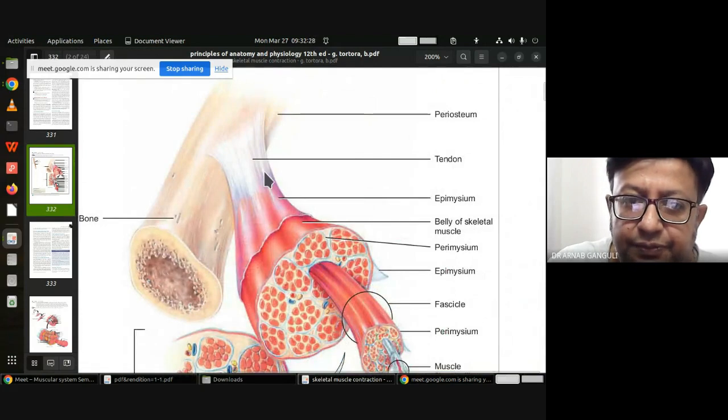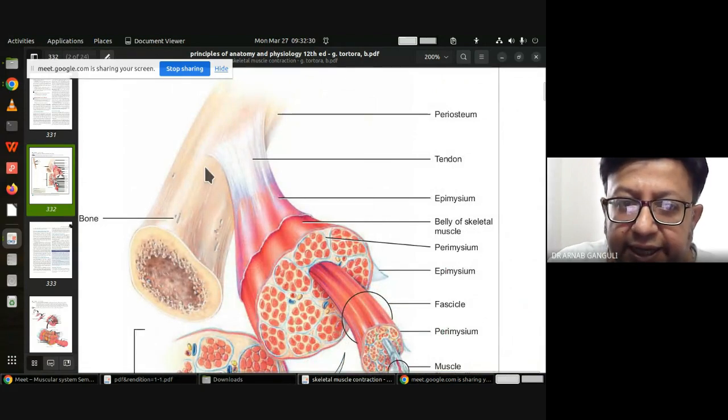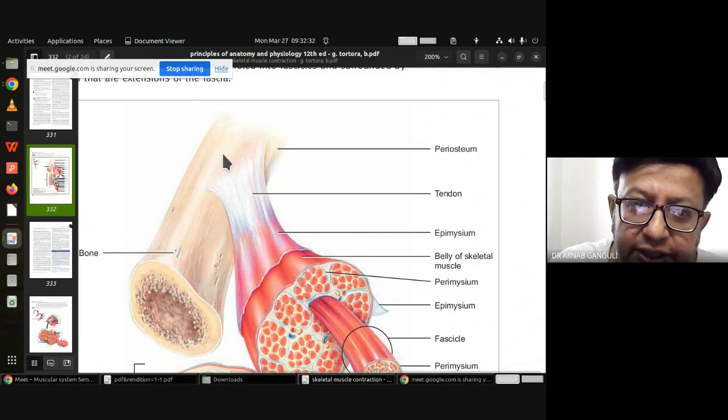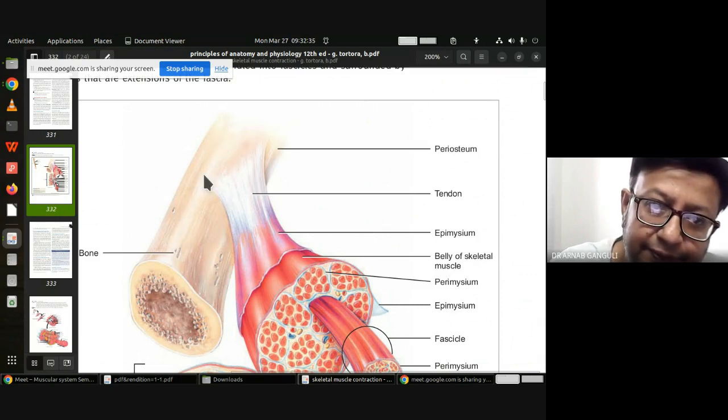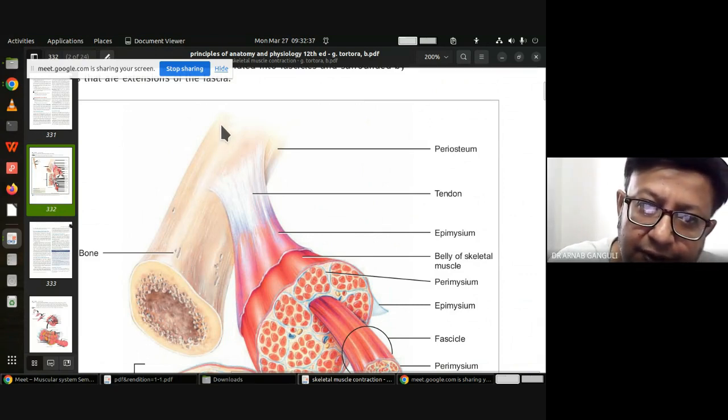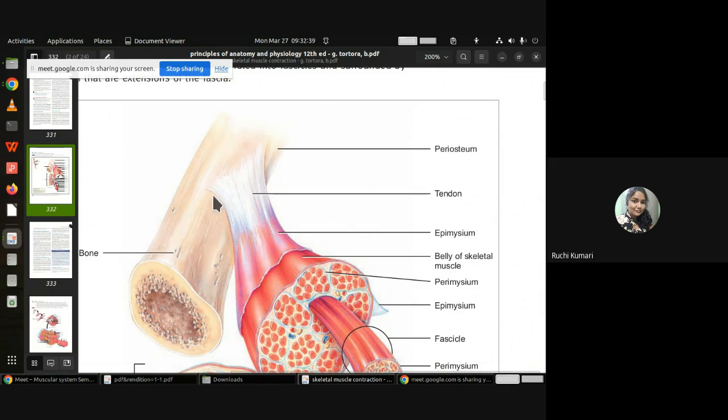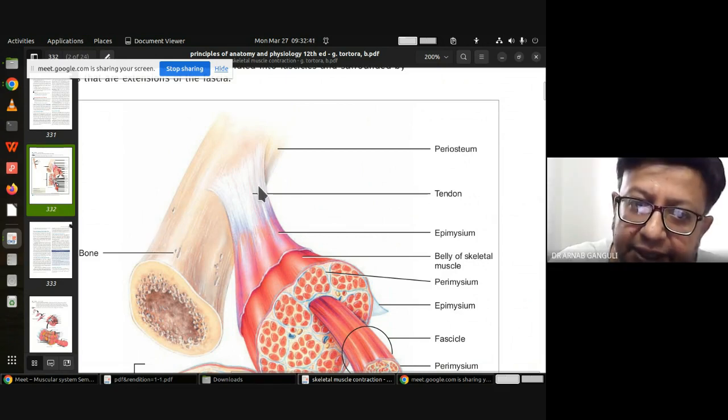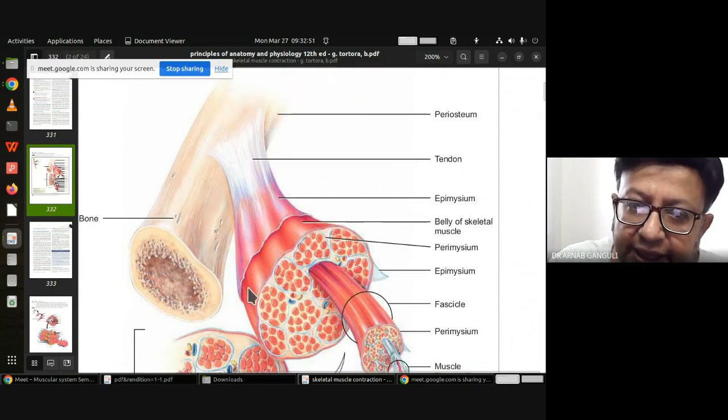So muscles are attached to bone. This is the bone. Can you see the bone? Yes, sir. From the bone, there is a connective tissue known as tendon. And this is the epimysium from the tendon. And underneath it is the skeletal muscle. This is the muscle.